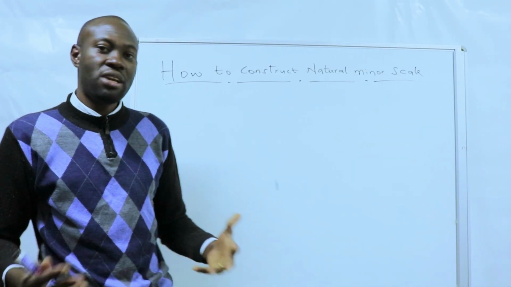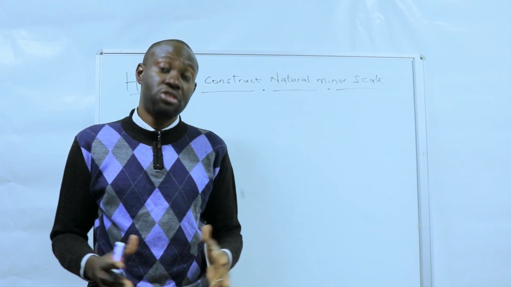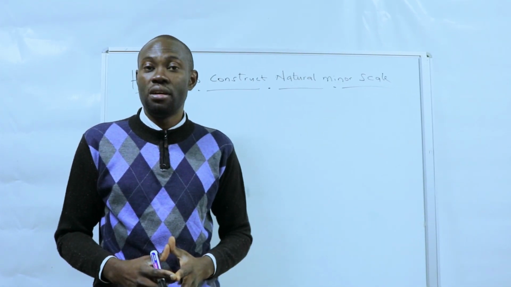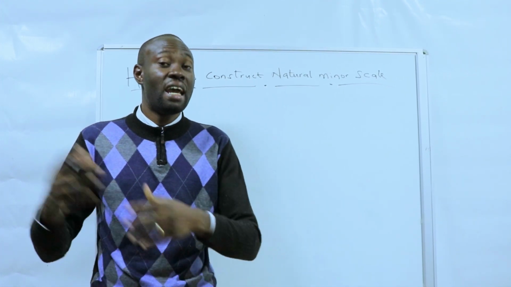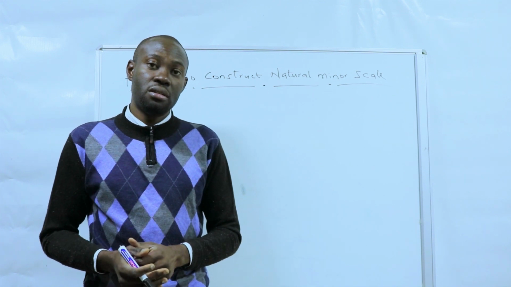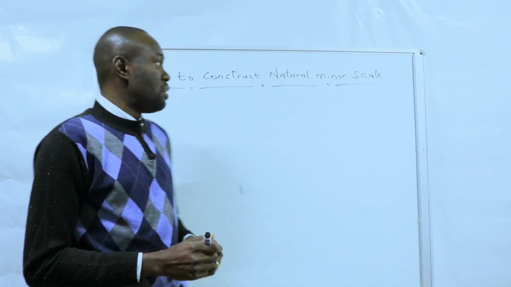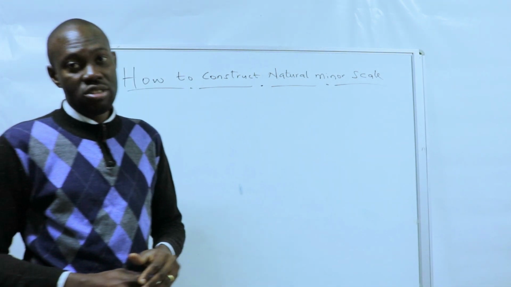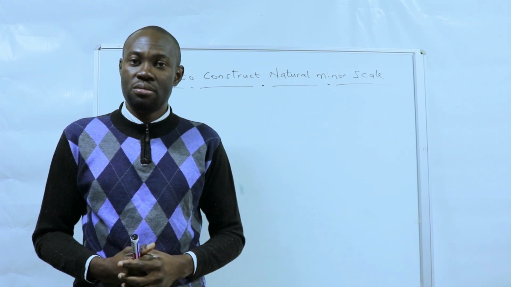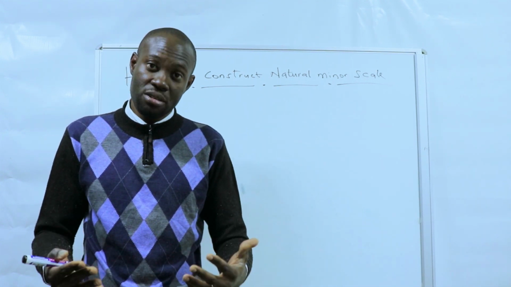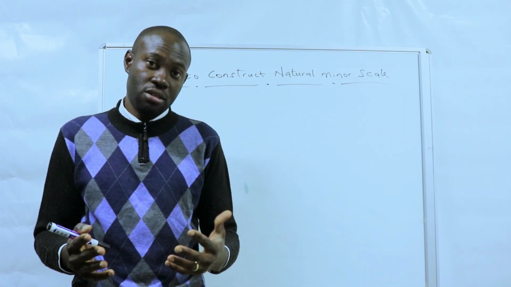Now, the natural minor scale has the exact same notes as the major scale. The only difference is that the natural minor scale starts on a different note and ends on a different note from the major scale. For instance, the A minor scale has the exact same notes as the C major scale. We call it the relative minor of the C major scale. So the only difference is their starting notes.